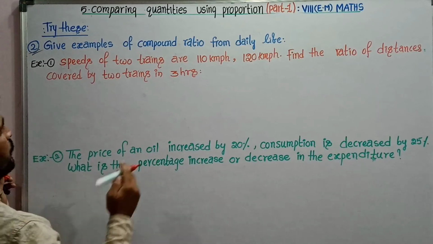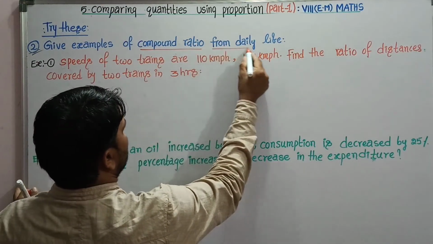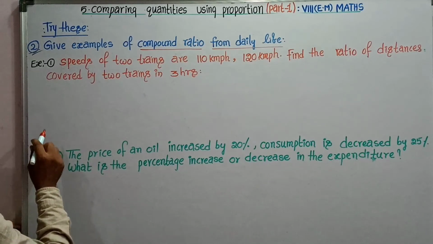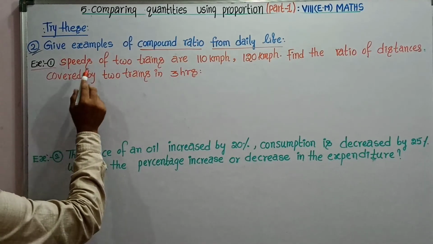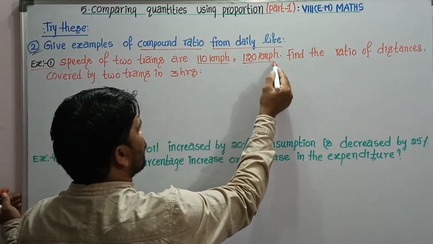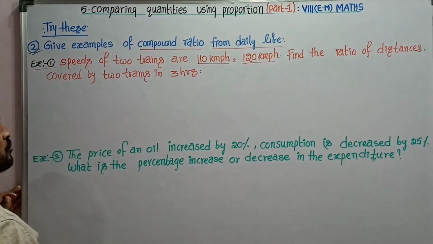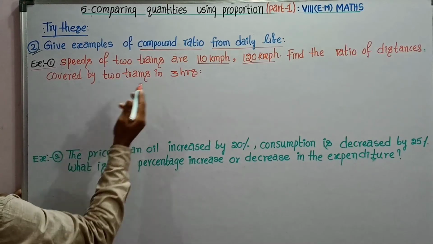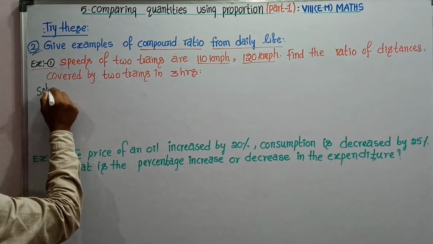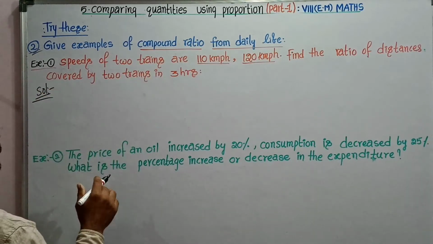Next question. Second question of try this. Give examples of compound ratio from daily life. Let us see two examples and their solutions. Example 1. Speeds of two trains are 110 km per hour and 120 km per hour. Find the ratio of distances covered by the two trains in 3 hours. See the solution. These are real life situations.